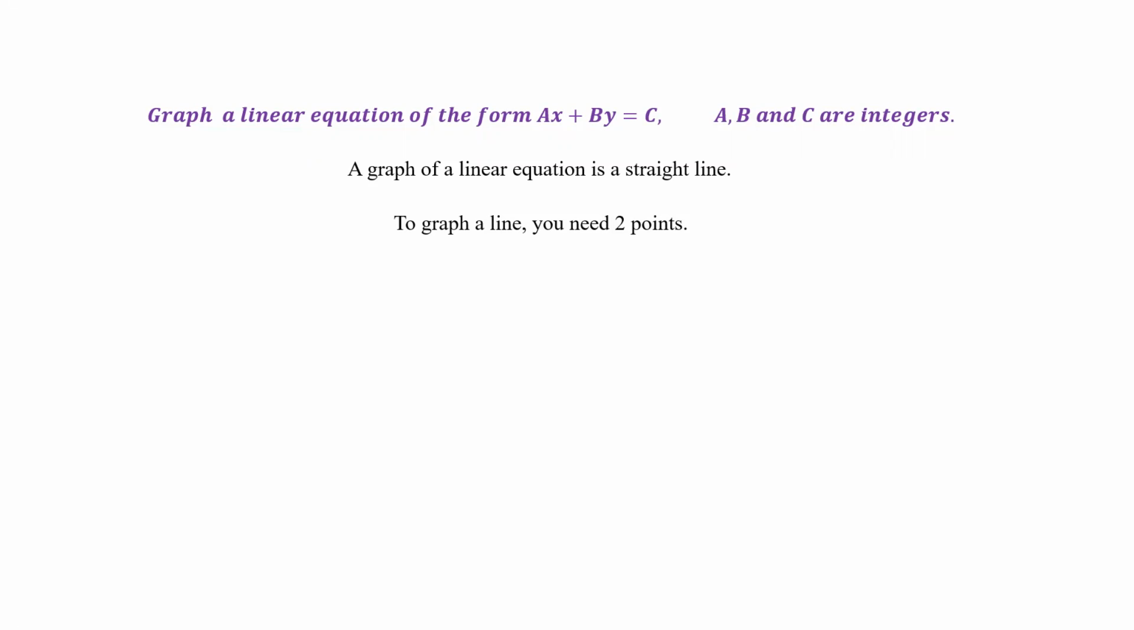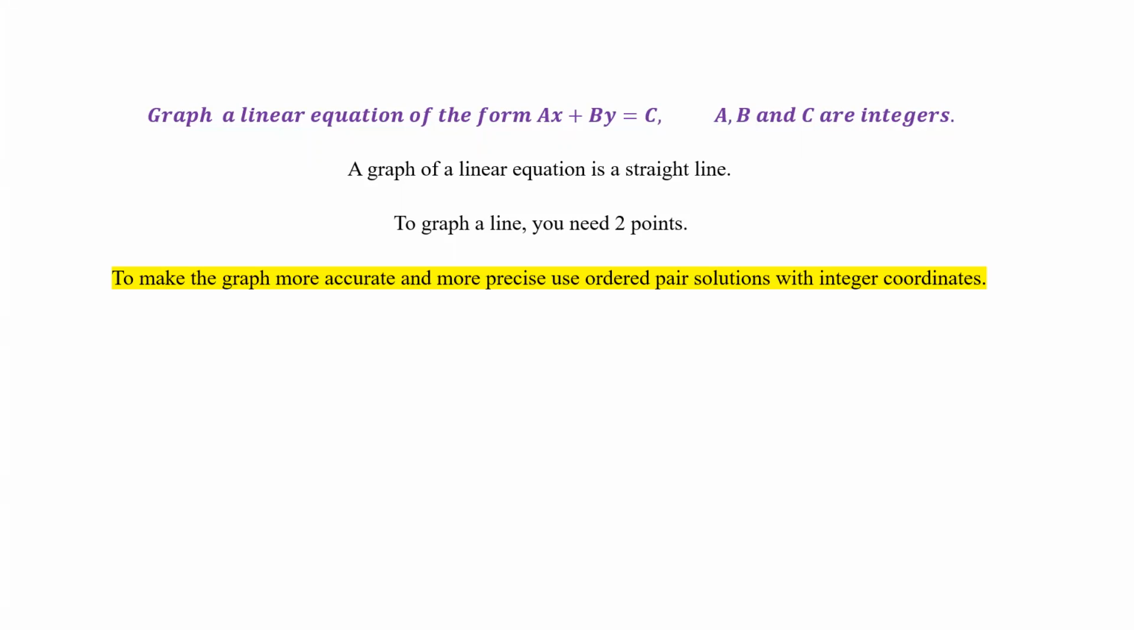So how can you find these 2 points, actually called ordered pair solutions? The answer is very simple. Plug any value for x into the equation and solve the equation for y, or vice versa. And here's where I would like to make a suggestion. To make the graph more accurate and more precise, use ordered pair solutions with integer coordinates. Why integer coordinates? To minimize the error.